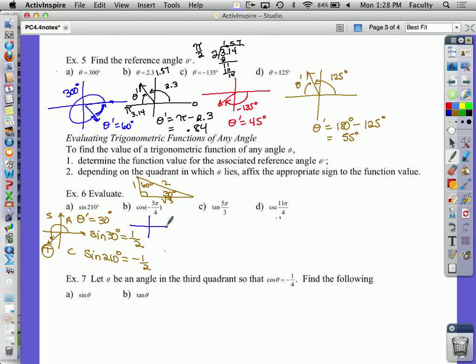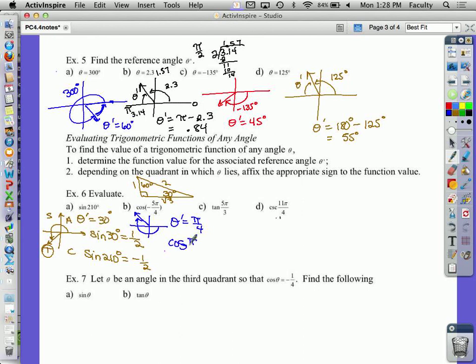I still need to know where it is. So negative 5 pi over 4, that's actually going to be in the middle of the second quadrant. And here's what I'm thinking. Negative pi is negative 4 pi over 4. When you have fractions, think of common denominators. Let me say it again. Negative pi would be negative 4 pi over 4. So negative 5 pi over 4 is one more pi over 4 into the second quadrant. So theta prime is pi over 4.